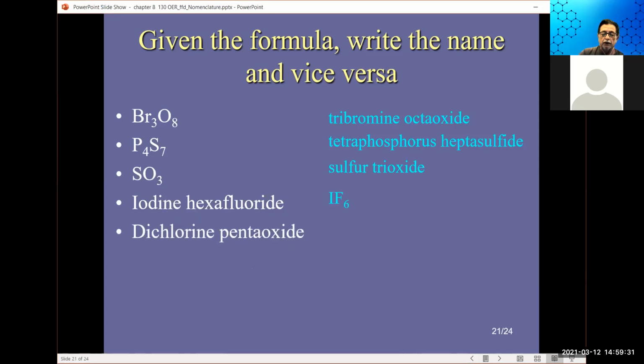Next one. We give it a name, write the formula. Same process I just did. Find the base formula first. We got the chlorine and the oxide. And so it's ClO. That is the base formula. Then you come back. The prefixes are the subscripts. So dichloride gives you 2 there. And penta gives you 5 there. Okay. And so the formula would be Cl2O5.